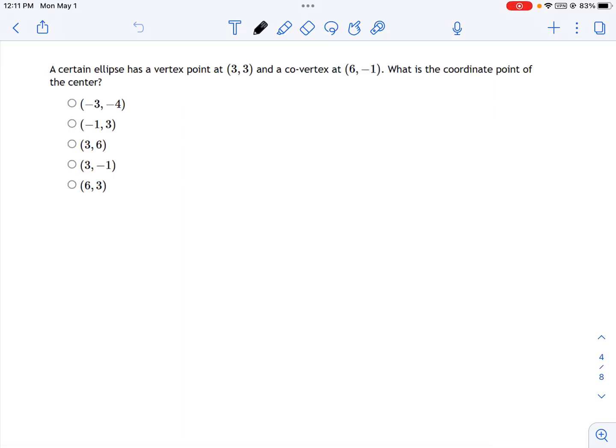Hello and welcome. So, a certain ellipse has a vertex point at (3, 3) and a covertex at (6, -1). What is the coordinate point of the center?